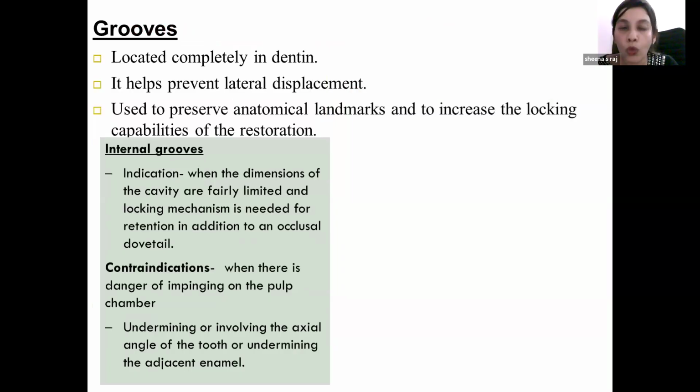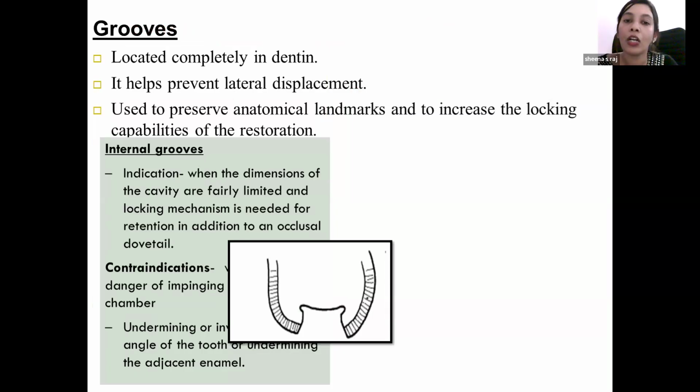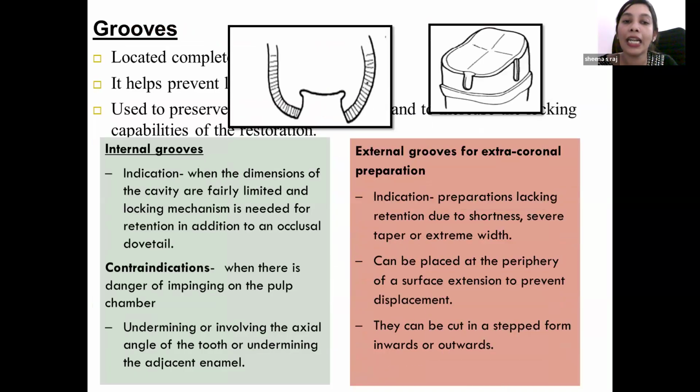Talking about grooves, they are always located completely in the dentine. There are two types of groove. As you can see in the image, there are internal grooves over here and external grooves over here. The internal grooves are always placed within the tooth, and the dimensions of the cavity are fairly limited. The contraindication is that if the pulp is very large and there is a chance of damaging the pulp, an internal groove is contraindicated.